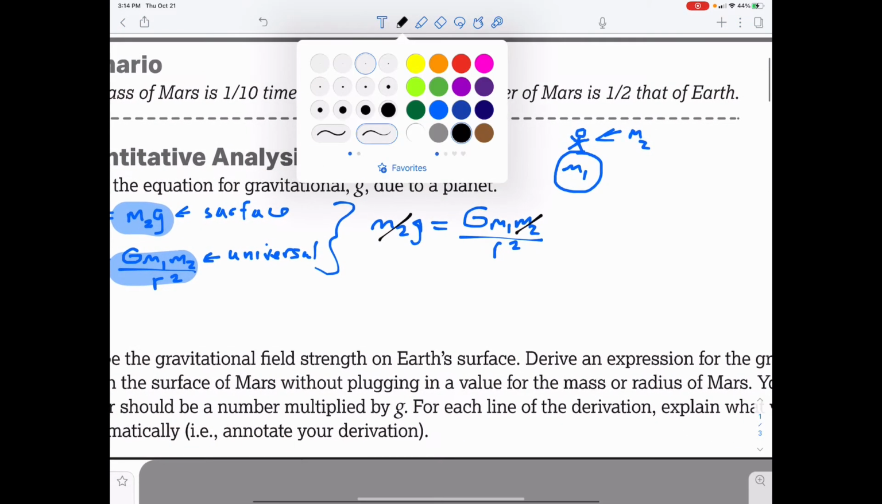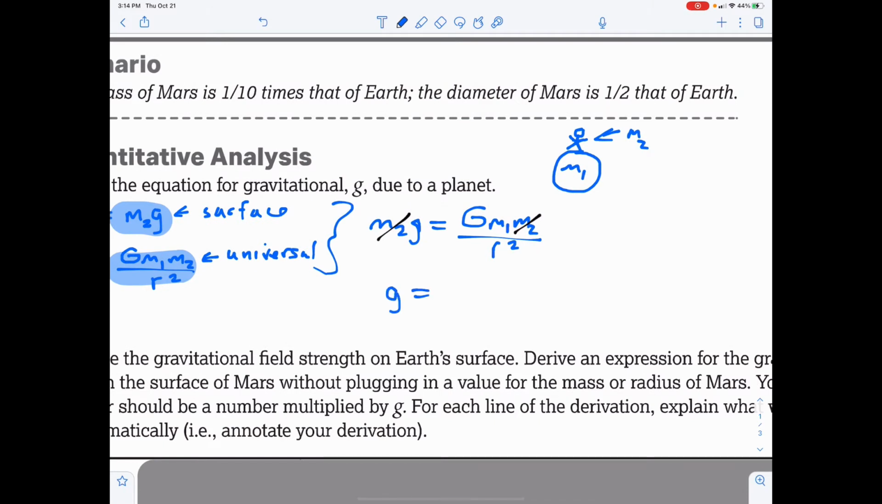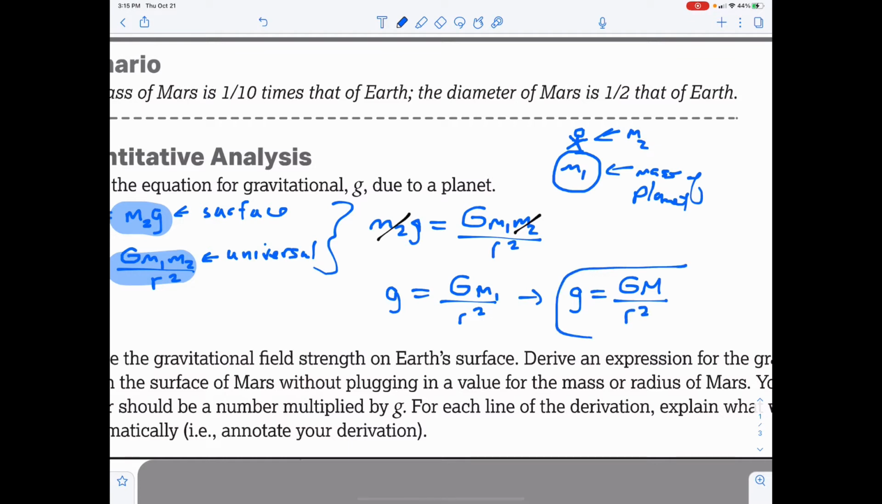So we are left with little g is equal to big G m1 over r squared, where m1 represents the mass of the planet. Most times we're just going to write this as little g equals big G big M over r squared, because a planet's mass is usually pretty big. And that's usually the way we'll represent this equation.